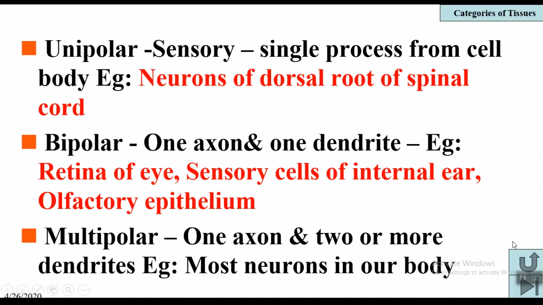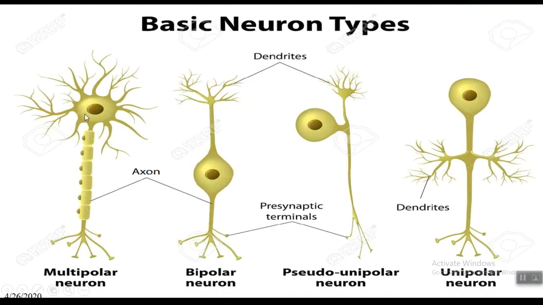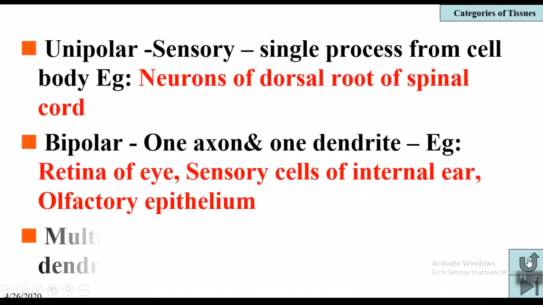Coming to the last type of neuron, the multipolar neuron. Multipolar neurons have one axon and two or more dendrites. This diagram shows a multipolar neuron. It has one axon, which is one pole, and a number of dendrites, which are all poles. That's why it is called multipolar, having more than two poles. Most neurons are multipolar neurons.